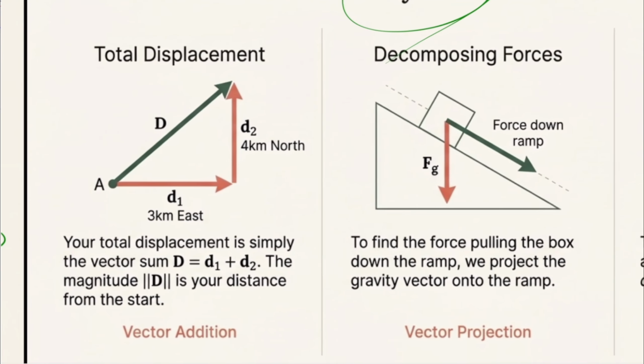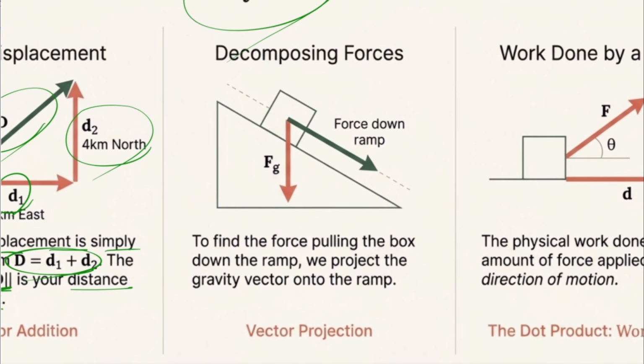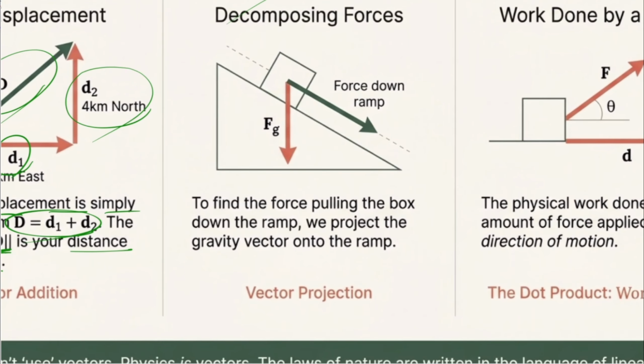Imagine that we have a displacement, and D1 is 3 kilometers to the east and D2 is 4 kilometers to the north. So we know something about that: it is 3 and 4. It is a vector. 3 is the x-axis displacement and 4 is the y-axis displacement. So your total displacement is simply the vector sum D1 plus D2. And finally, its magnitude gives you the distance that you had from the beginning. Simple as that.